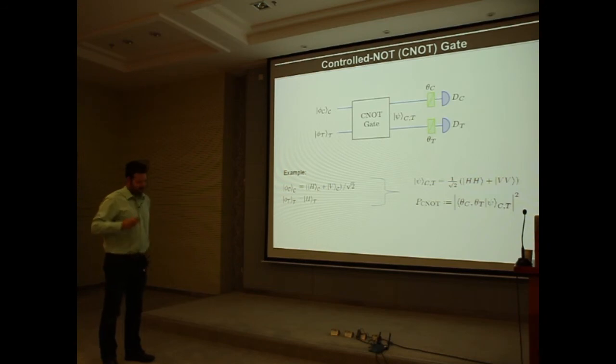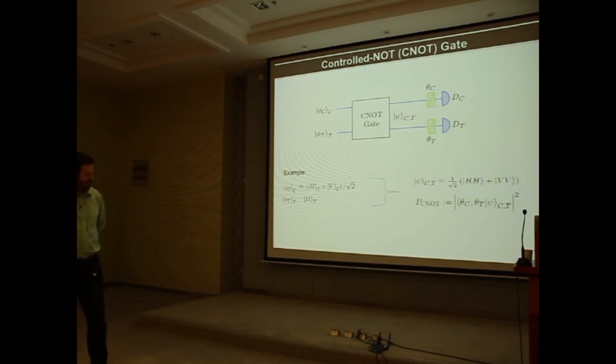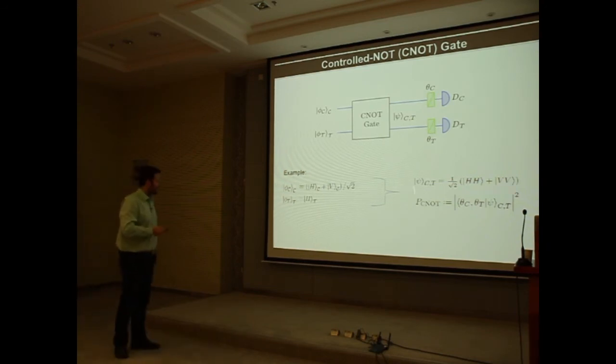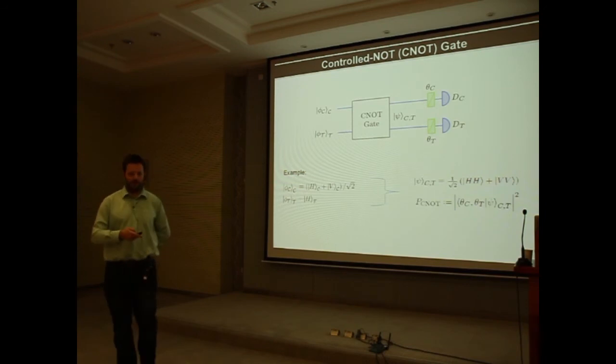So, the final thing: the CNOT gate. In this audience, I don't need to explain what the CNOT gate is. It was just an example of how you can get a Bell state through a CNOT gate. If you have a 45-degree photon here and the H photon here, you get a Bell state. And then if you do polarization correlation measurements, you get Bell correlations. That's how a CNOT gate works.